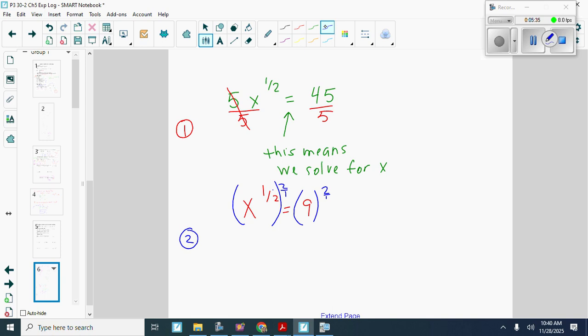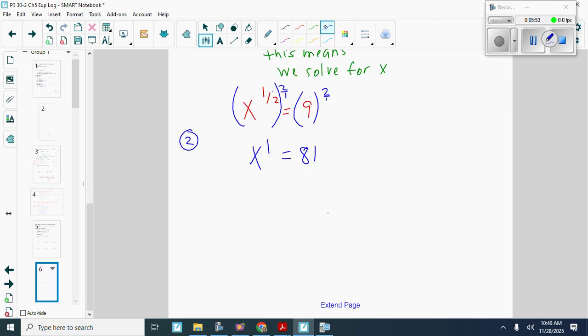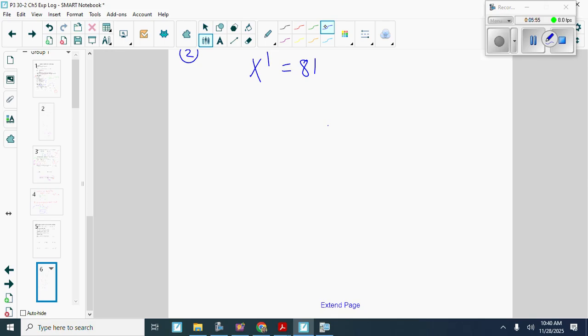So when we do that, we end up with x to the power of 1, and this one was 9 squared, which is 81. So in this case, our answer is 81. What would happen if I gave you a question that looked like this?